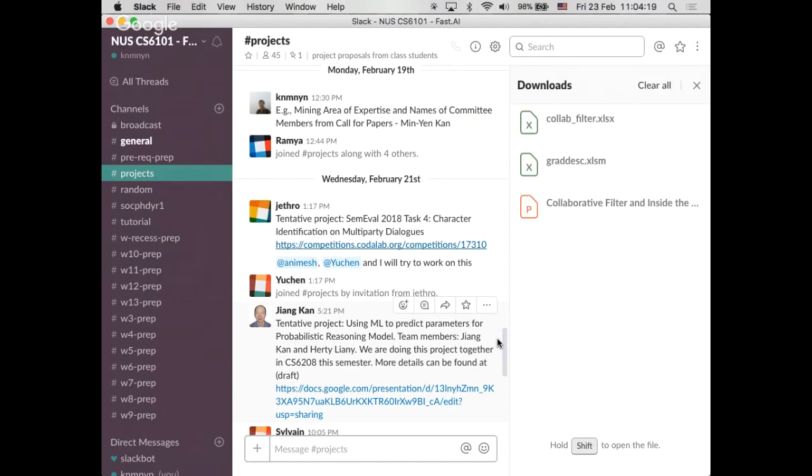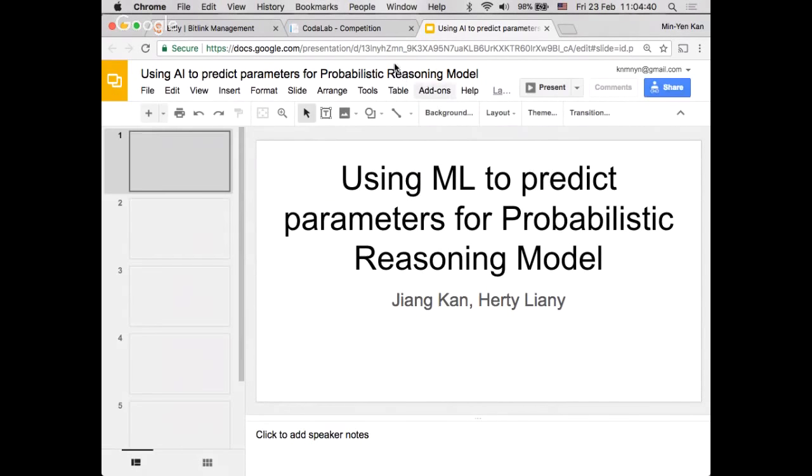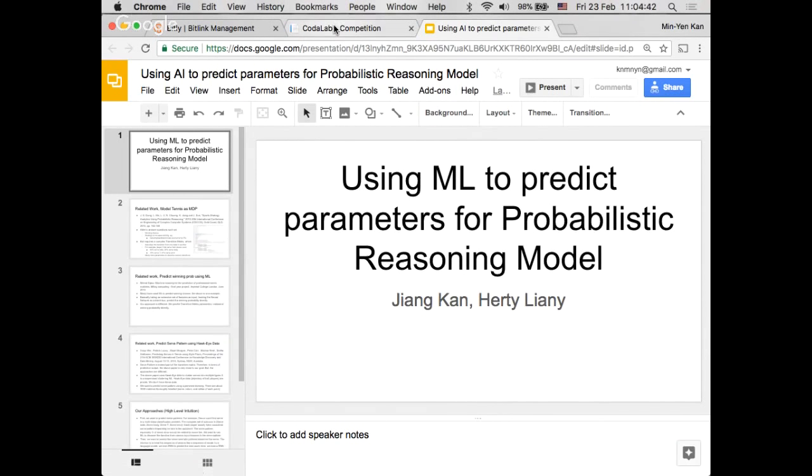Then Jiang Kan is going to do a project with Herty. Who's Herty? Yeah, she's my classmate in the other module, 6208. I see. So that module requires a project. Uh-huh. Yeah. Good, kill two birds with one stone. Why not? Okay. So we'll look forward to you guys getting more specific later on. You already have quite a detailed write-up, which is good. I guess it's required for that class.